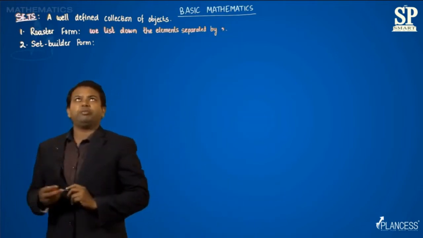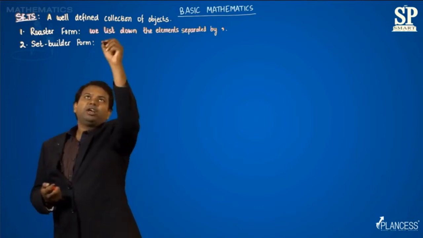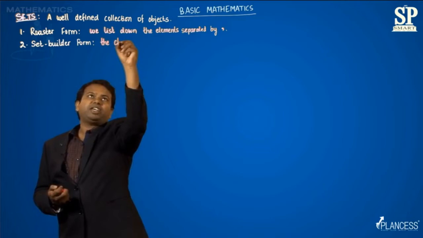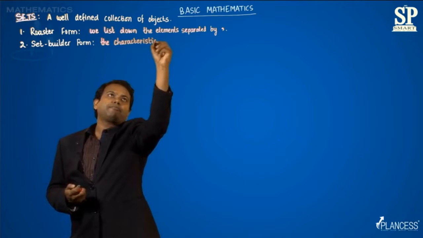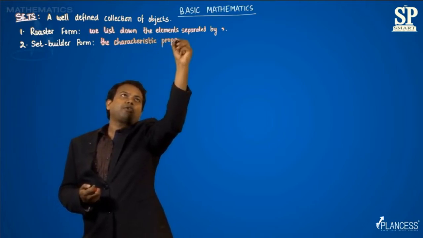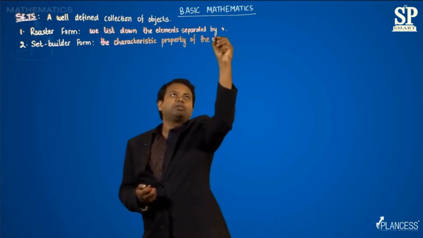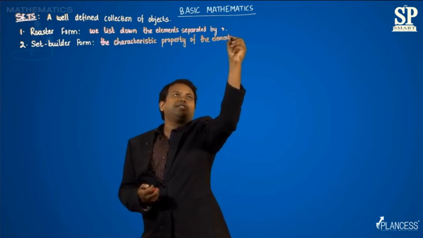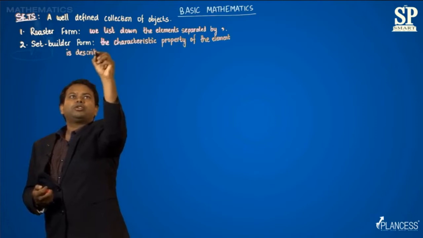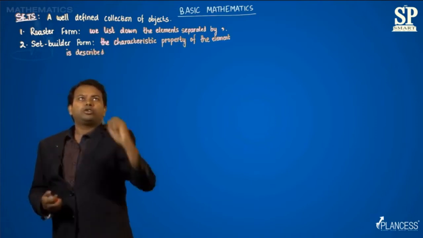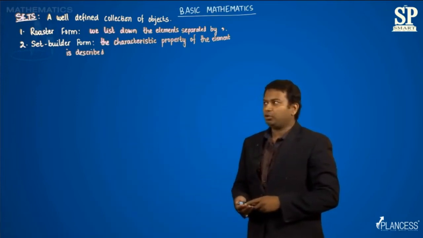So this is what we mean by roster form. And here in the set builder notation, the characteristic property of the element of the set is described. So let us understand what this means and how we write a set in a roster form or a set builder form.